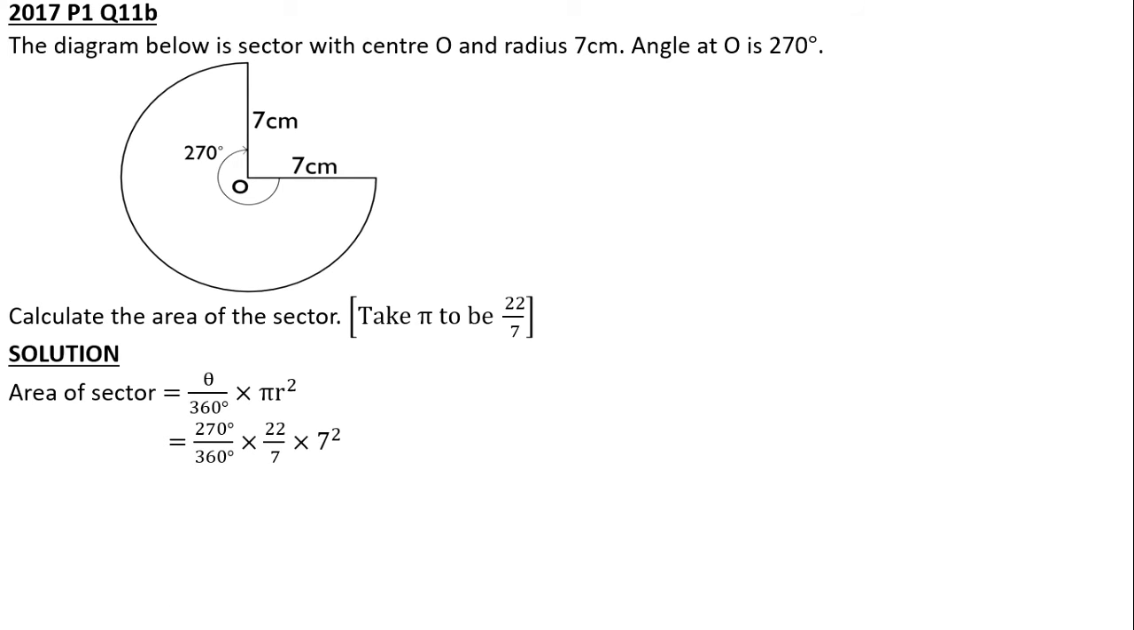Take 270 over 360 to its lowest terms. 7 squared is the same as 49. From there, we are going to simplify. Take that to its lowest terms. You get 231 over 2. Our area of sector is 115.5 square centimeters.